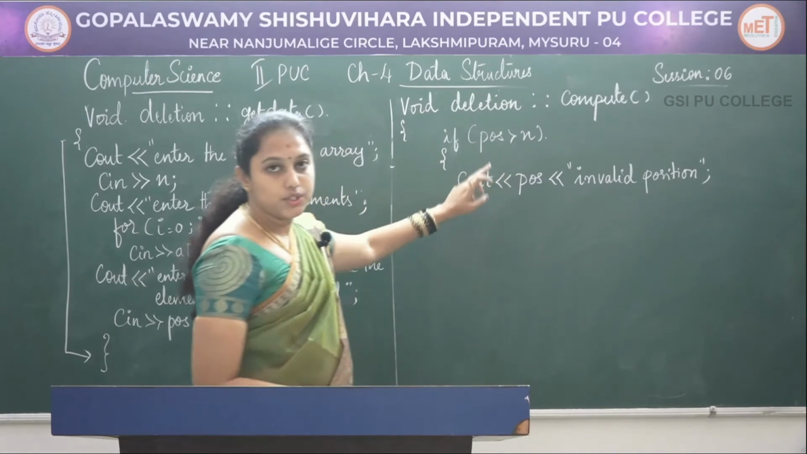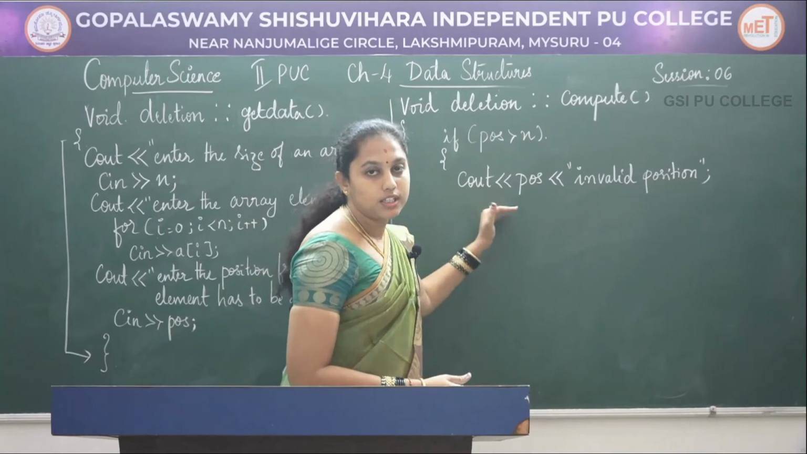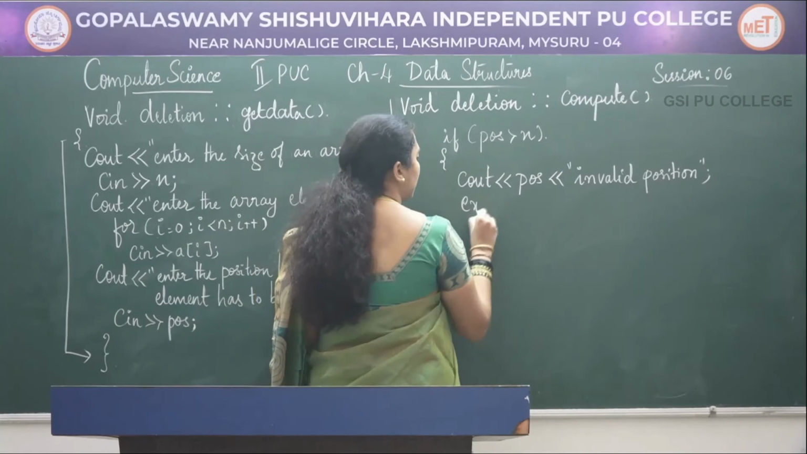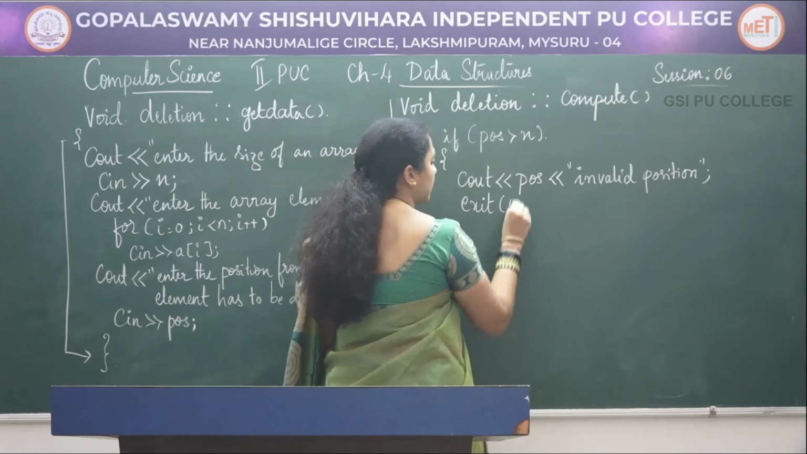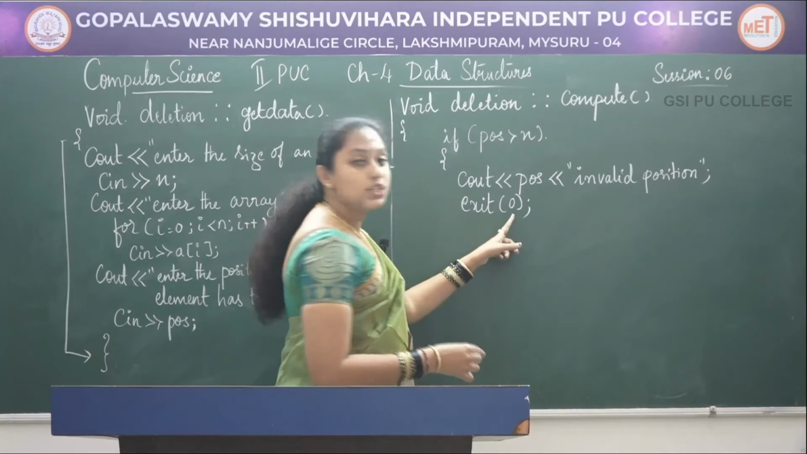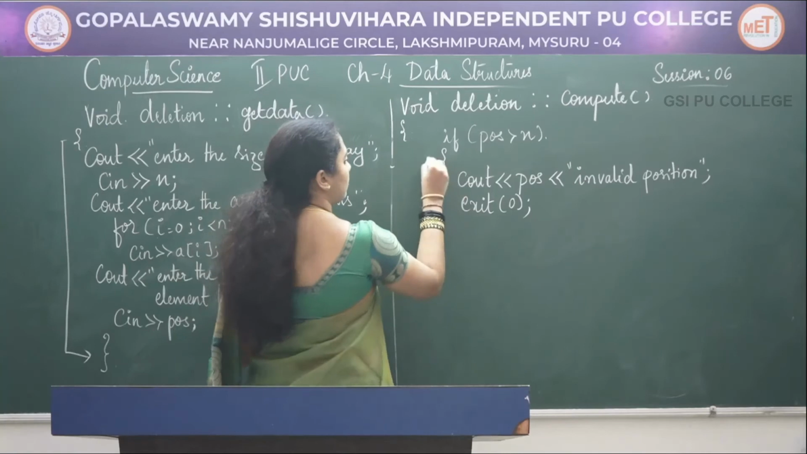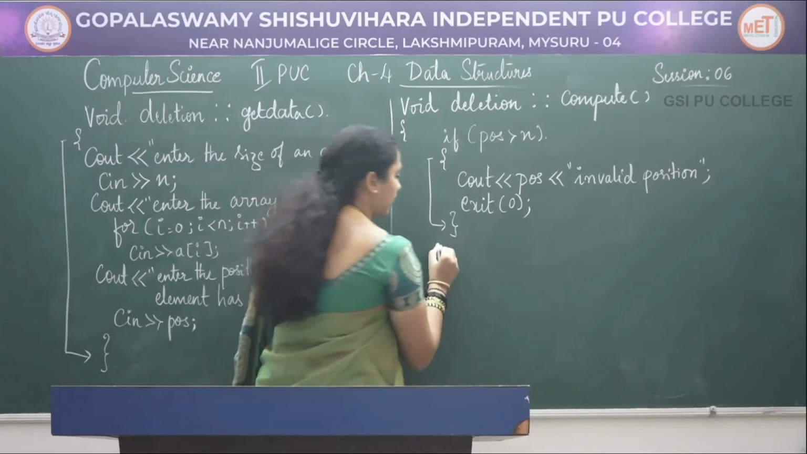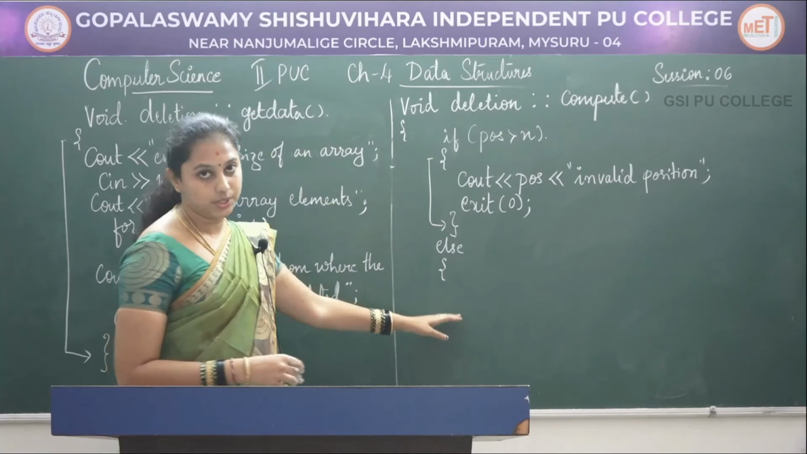So if this condition is true, what we have to do? We have to exit from this particular point. That is, we have to terminate the program execution. So for that, we have to use the exit function with the return code 0. So this return code 0 exits a program without any error messages. Close this condition. If this condition is false, else we can delete an item.